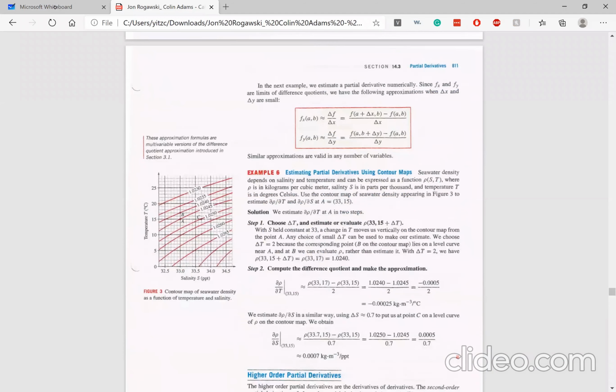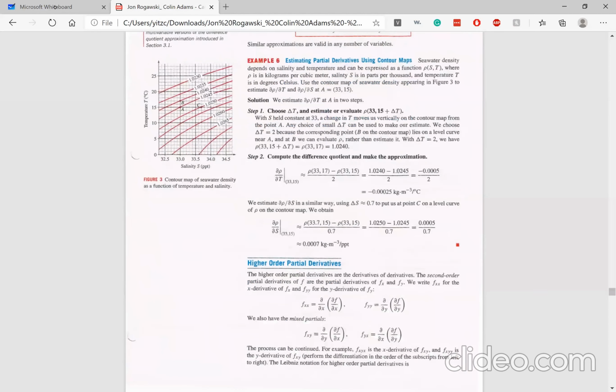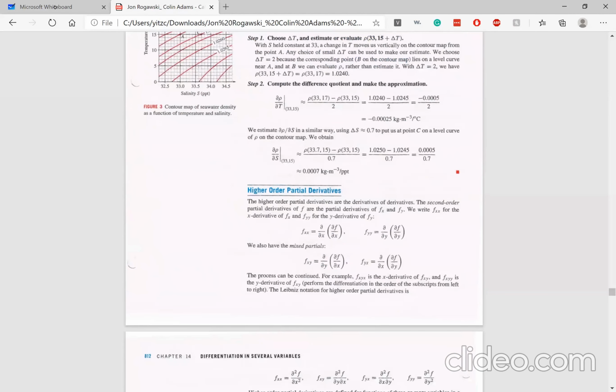So I'm not going to do this. You don't really have to know how contour maps estimate partial derivatives. So let's continue with higher order partial derivatives.